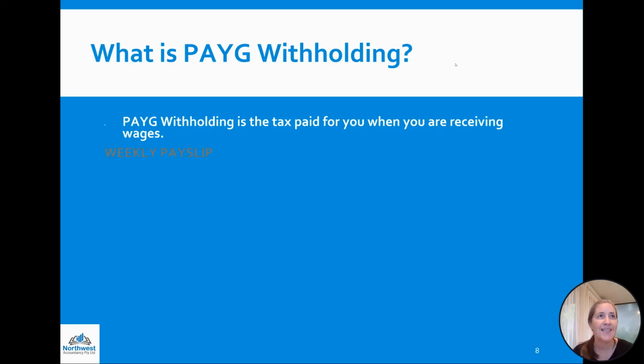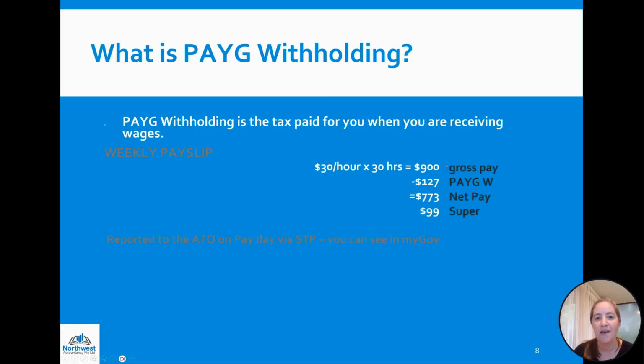So you'll get your pay slip. And in this example here, working for 30 hours a week at $30 an hour, you'll get paid a gross pay of $900. And then from there, work's going to take out tax for you. So they're going to take out $127. So in the world of jargon, that's called PAYGW.